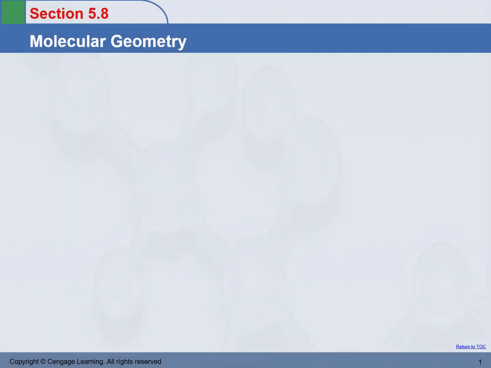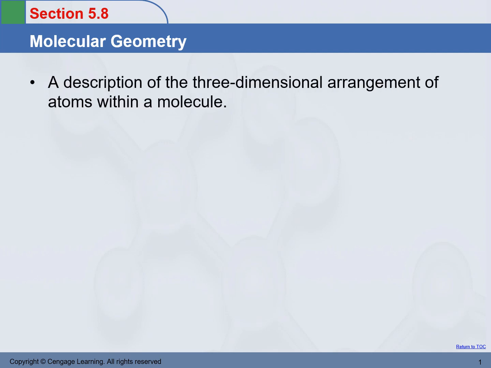Molecular geometry. What is molecular geometry? It is a description of the three-dimensional arrangement of atoms within a molecule. What kinds of positions do the atoms take inside a molecule? What final shape do they together take? So the shape of molecules is the molecular geometry.